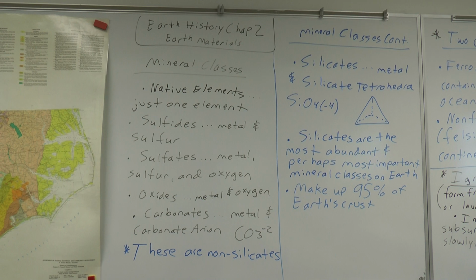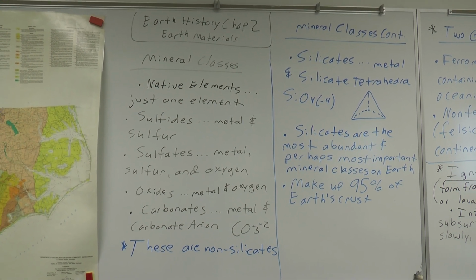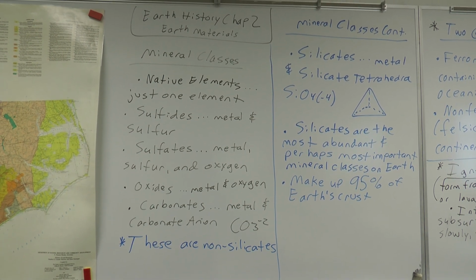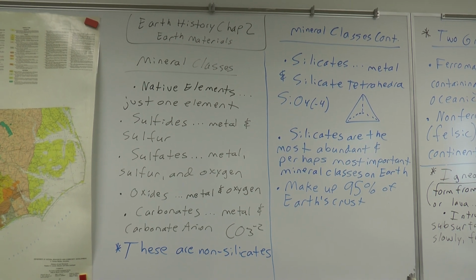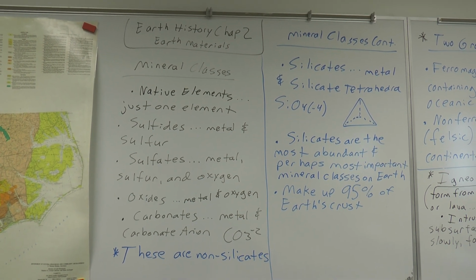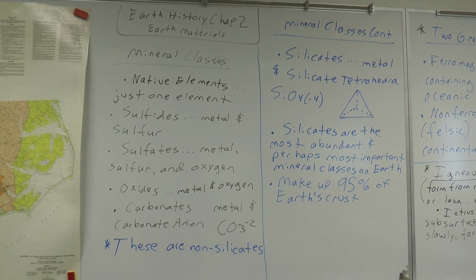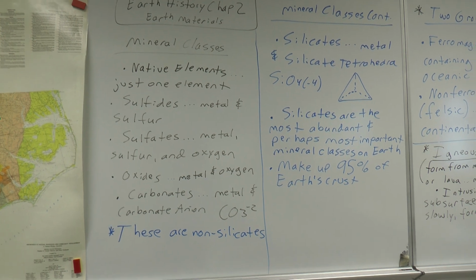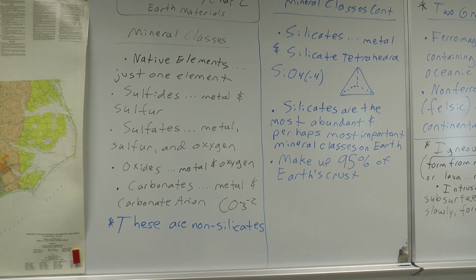All right, back to mineral classes. Sulfates are going to include metal, sulfur, and oxygen. A good example of this would be gypsum, which is calcium sulfate, CaSO4, I believe, with some water in the crystal lattice. Oxides are going to consist of metal and oxygen. Examples here would be things like corundum, which is where rubies and sapphires come from.